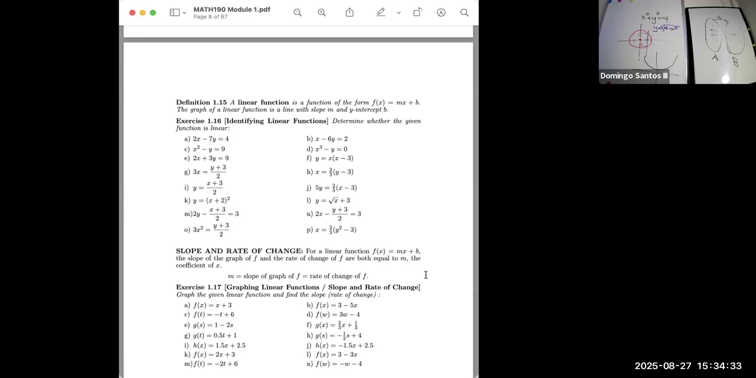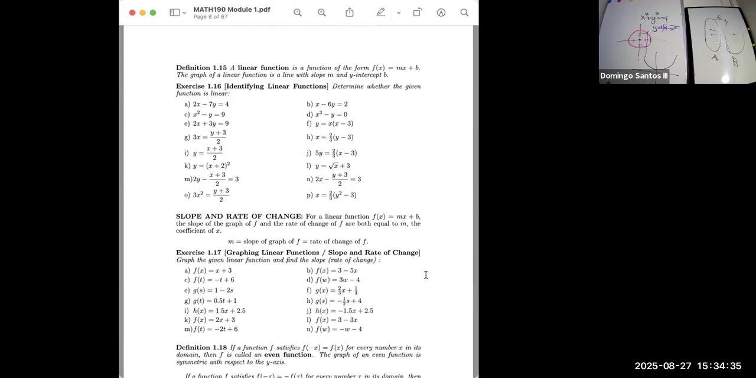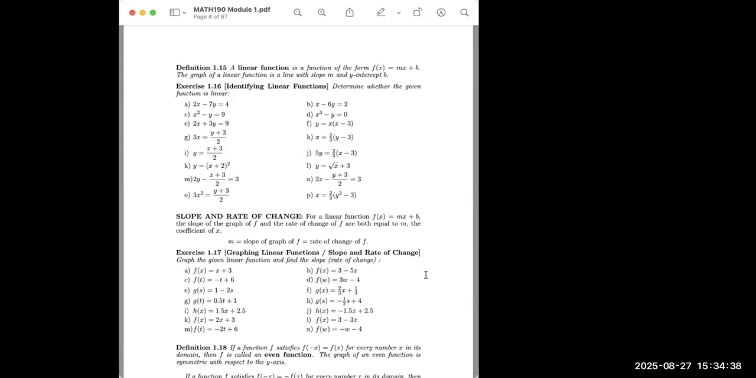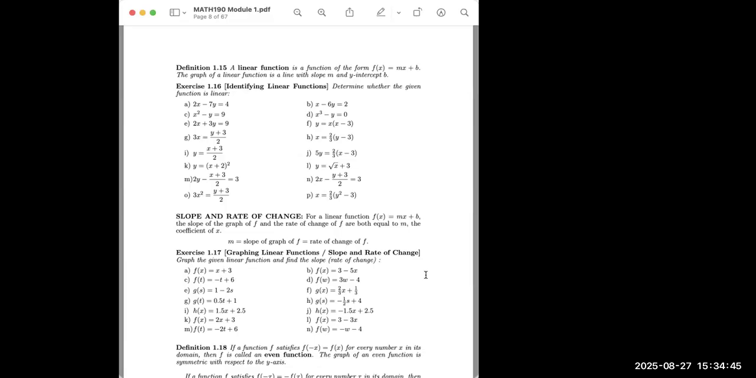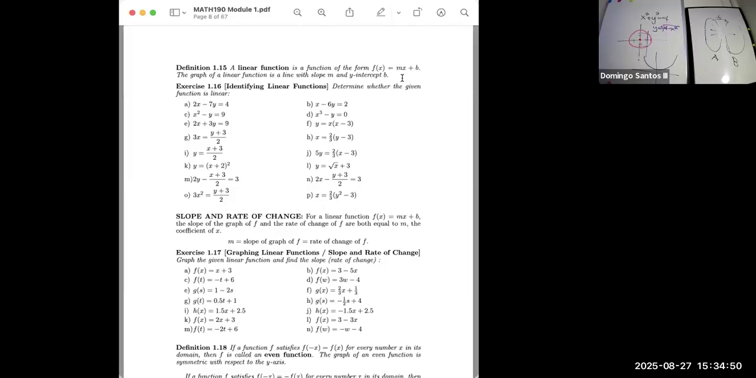We're good? Okie dokie. George, can you read 1.15, please? A linear function is a function of the form f of x equals mx plus b. The graph of a linear function is a line with slope m and y-intercept b. Okay, we all know this from algebra and pre-calc, right, George? That you could write a linear function of the form y equals mx plus b, where m is the slope and b is the y-intercept, meaning the value of y whenever x is 0.